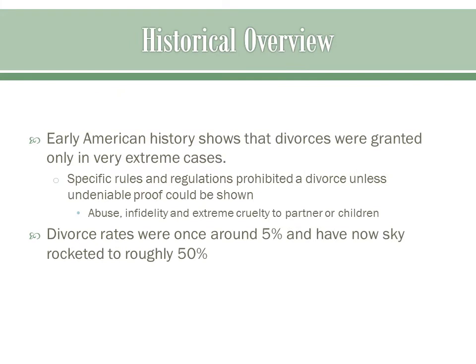The historical overview of American history shows that divorces were only granted in very extreme cases. Specific rules and regulations prohibited a divorce unless undeniable proof could be shown. Reasons for divorce included abuse, infidelity, and extreme cruelty to a partner or children. Divorce rates were once around 5% and have now skyrocketed to roughly 50%.